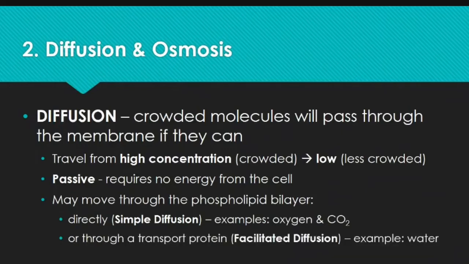If it passes through a transport protein, we call that facilitated diffusion. An example of something that usually has to do that is water. Because water is a polar molecule, it's not going to be able to move past those hydrophobic tails. So by putting some sort of channel into the cell membrane, in this case we call it an aquaporin, that gives that water molecule that protection as it goes through from high to low.